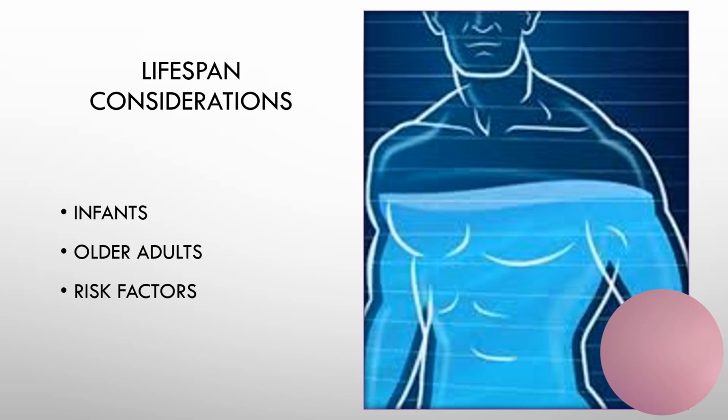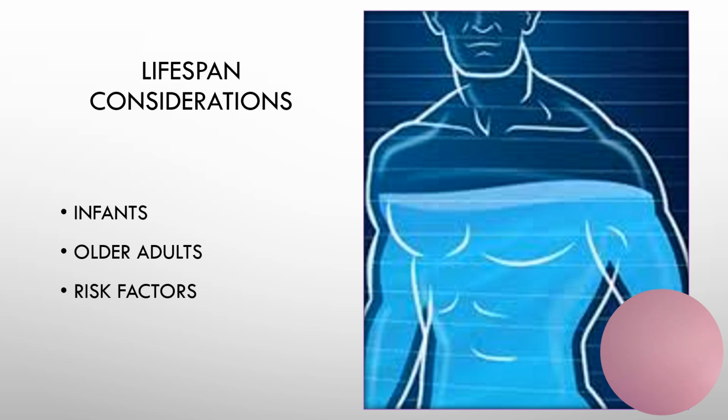As we look at the lifespan considerations, infants consist of about 70 to 80% water. Their kidneys are immature, so they are less able to conserve water. They have a more rapid respiration, and their body surface area compared to their body mass is greater than adults. All of this leads to a higher fluid exchange ratio than any other age group.